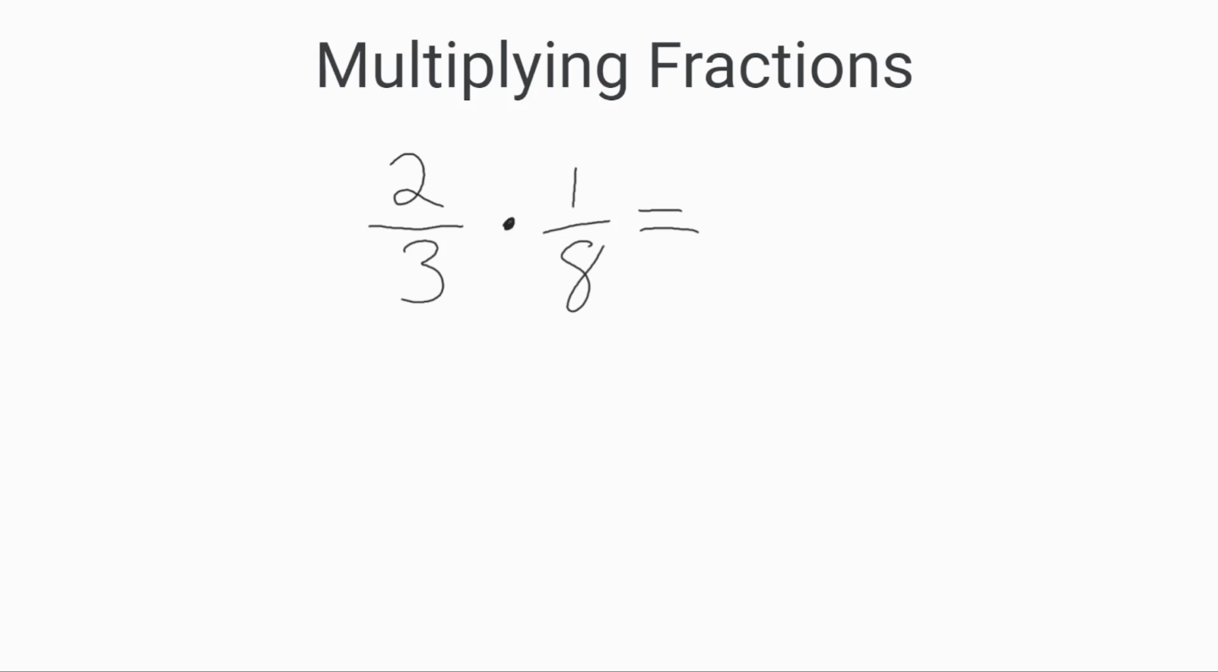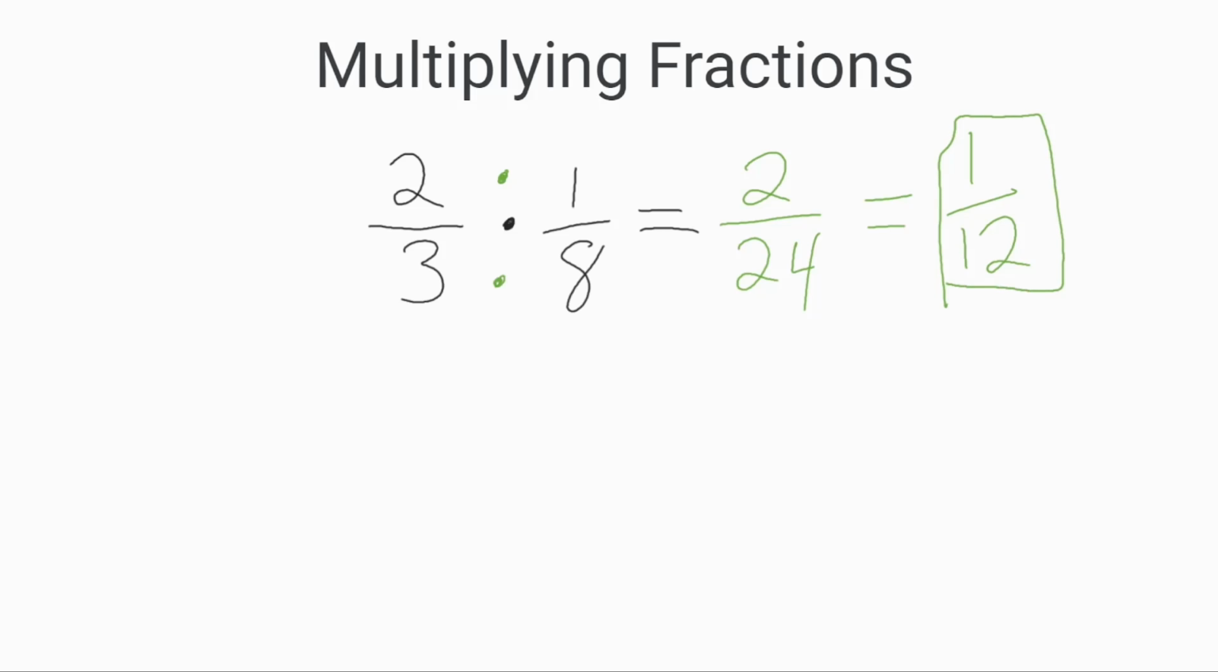So for this example of 2/3 times 1/8, in order to get the answer, I need to multiply the 2 and the 1 and multiply my 3 and 8 together. Well, 2 times 1 is 2, 3 times 8 is 24. We can reduce this fraction because both 2 and 24 are divisible by 2, which will give us 1/12. And that's all there is to multiplying fractions. Not terrible at all.